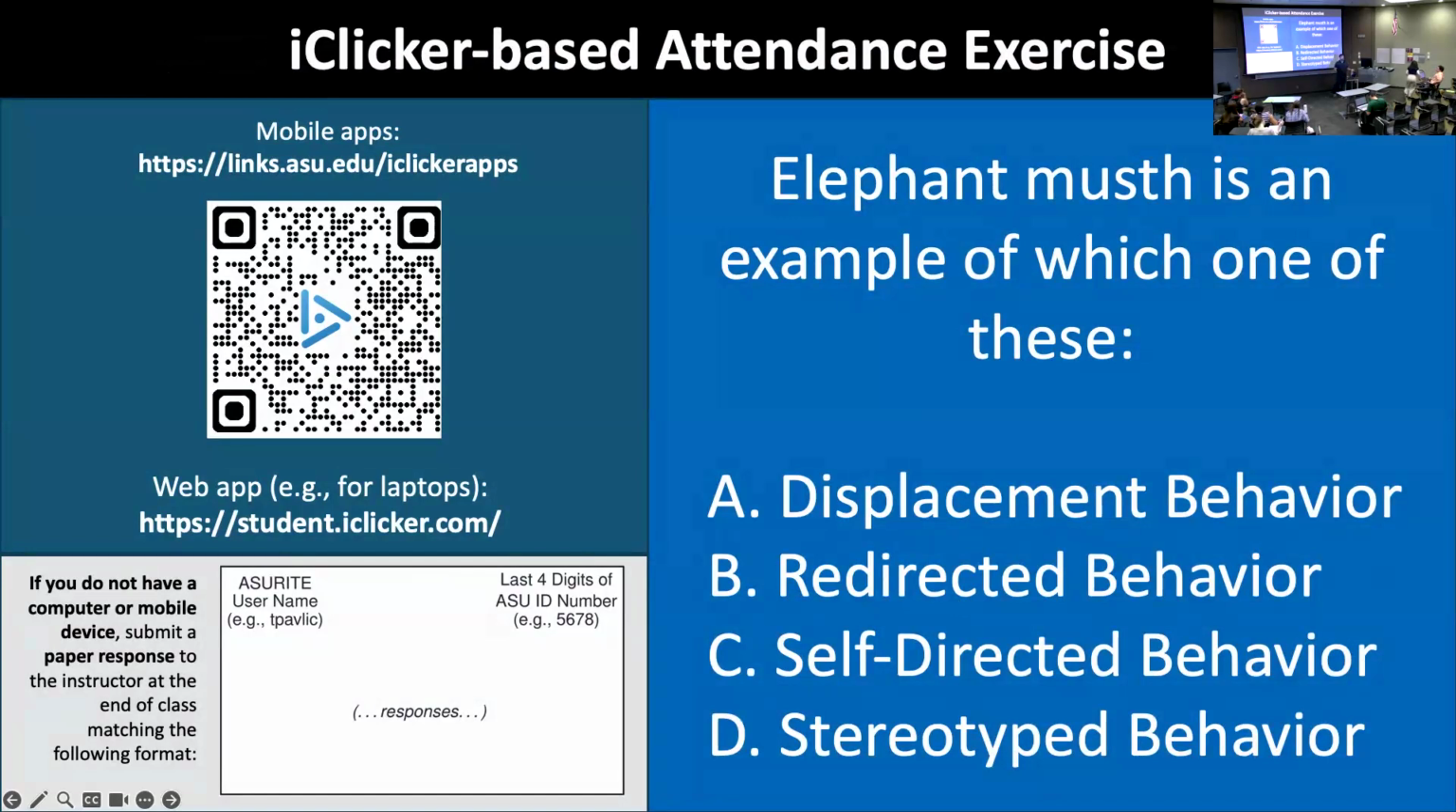So, elephant musth is an example of which of these from drive theory? Displacement behavior, redirected behavior, self-directed behavior, or stereotyped behavior, otherwise known as repetitive behavior. So just a vocabulary thing.